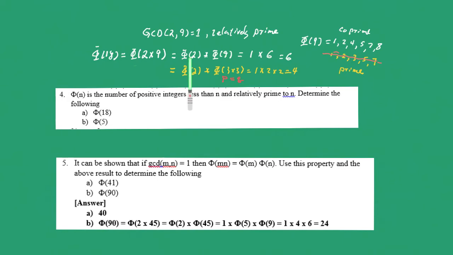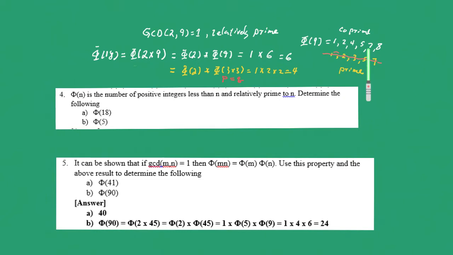So the totient of 2 is obviously 1. And this one is 9, which is not a prime number, therefore you must count. So what is the totient of 9? It's 1, 2, 4, these are relatively prime to 9.